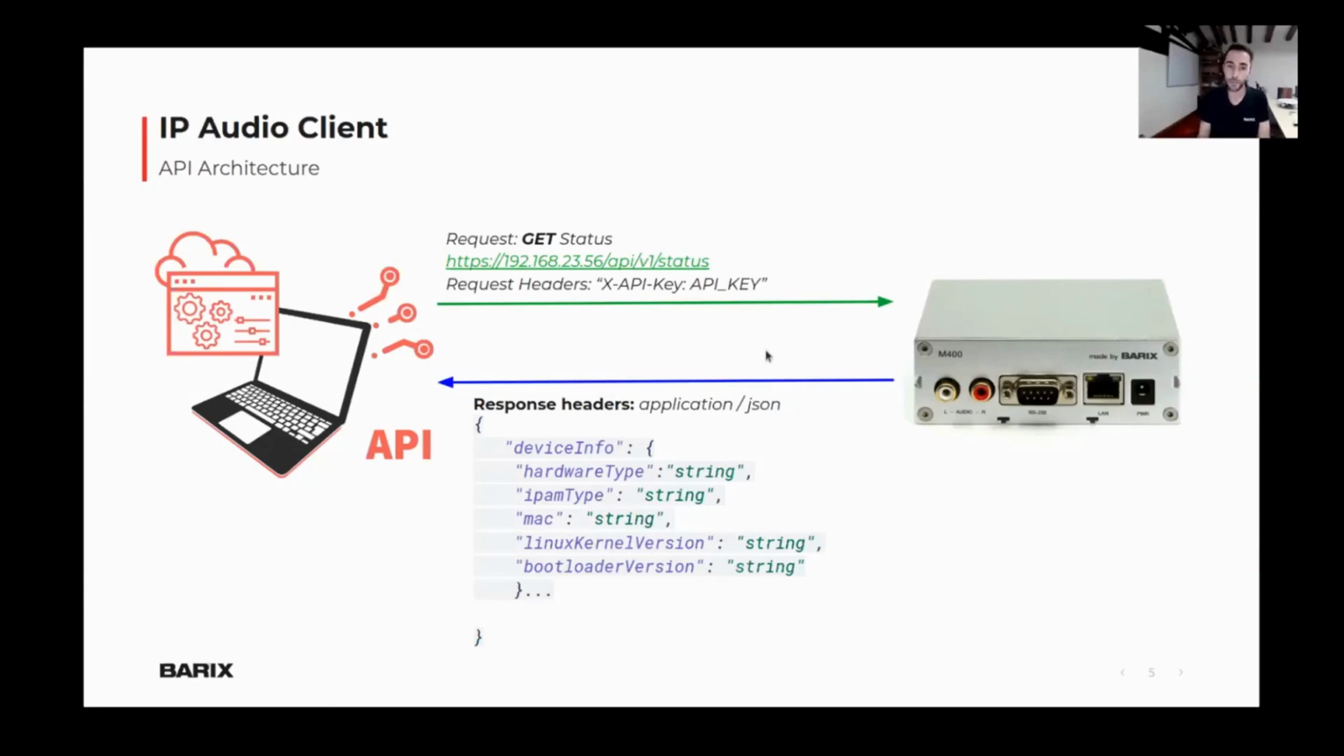When the call is received on the IPAC side, it is processed and the response will be generated and sent using the JSON format that you can see as an example of the status reply. We are returning device info, the hardware type, IPAM type, MAC, and all other information. There is also, this is a quite big message to be honest, network information and so on.